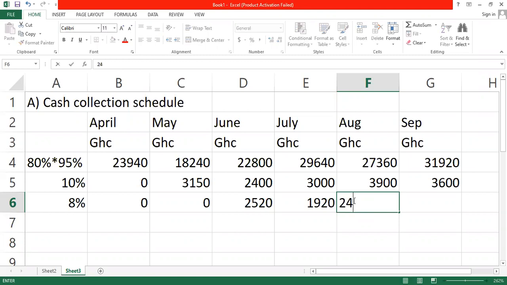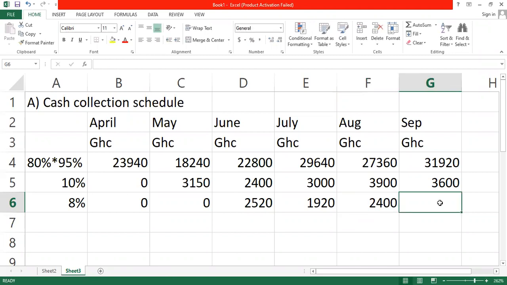2,400. So July's will be received in what? In September. So let's move on. What will be 8% of that? 3,120. Are you okay? 3,120 or 2,120? Yes, 3,120. Okay. Are you okay with this? Yes. The 2% we cannot do anything about again. It's a bad debt. We can't collect it, so we forget about it.